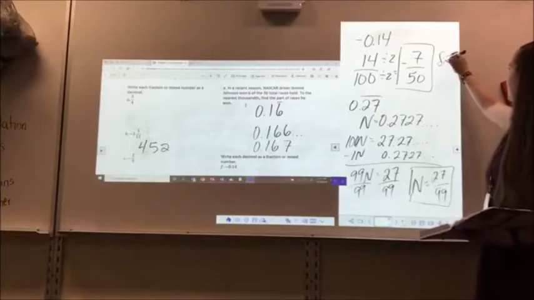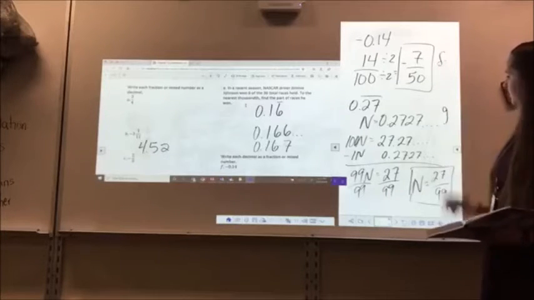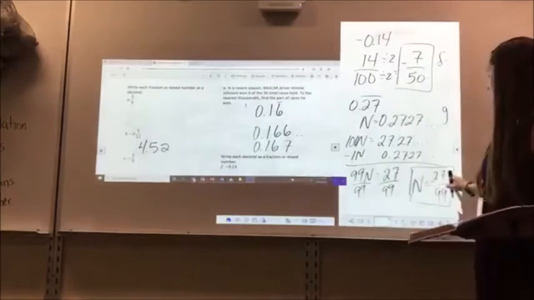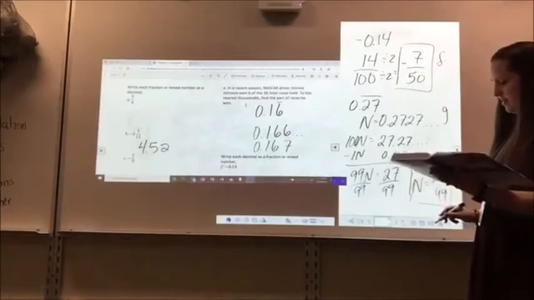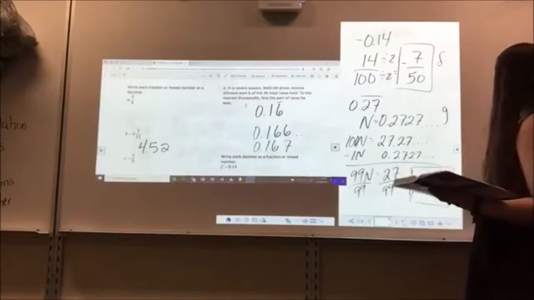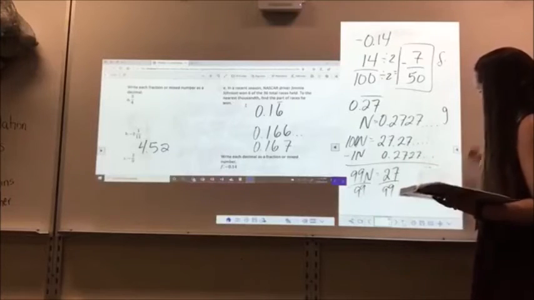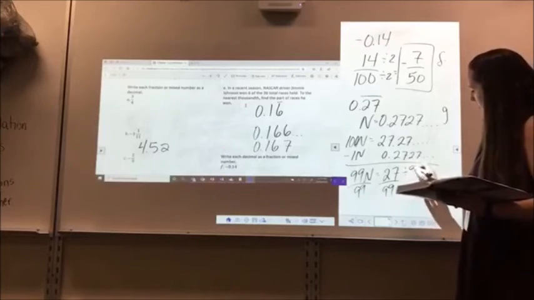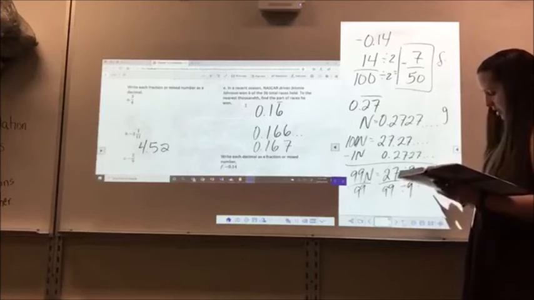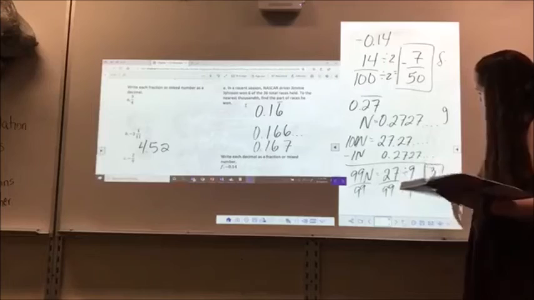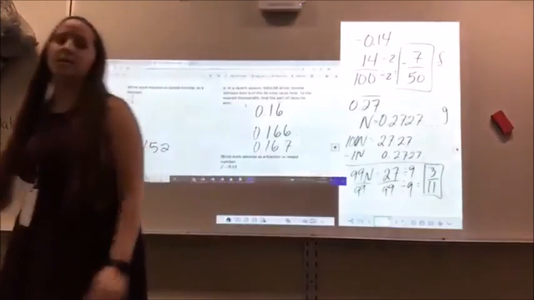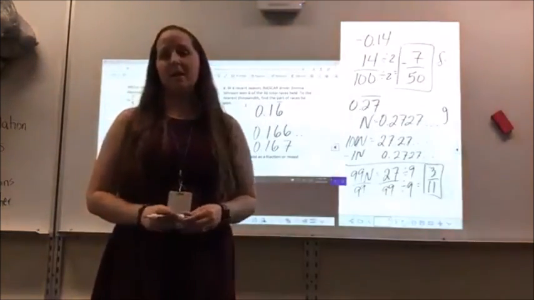So this was for F, and this was for G. I can then simplify this, dividing them both by 9, and it will give me 3/11. So that is the end of lesson 1.